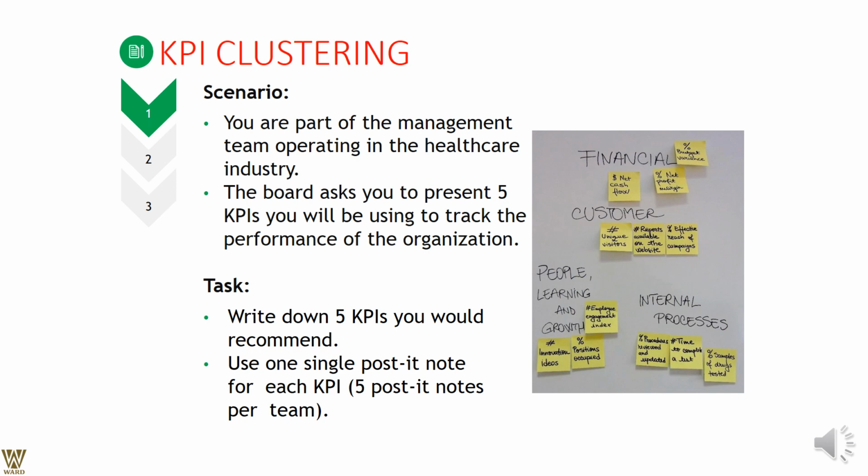In KPI clustering, the scenario was: if you are part of the management team operating in an industry altogether, what do you come across? How do you remove any impediments with it? You have to present, or perhaps the board asks you to present, at least 5 KPIs you will be able to track. Now this is what you have to go around. So first and foremost, write down the 5 KPIs you would like to recommend, on a single post-it note, one post-it per team, which has been given to you.